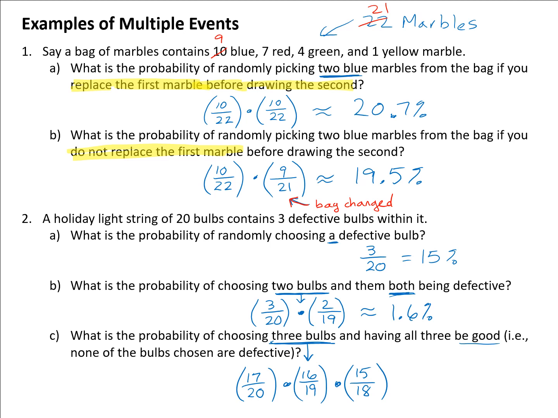So we have to adjust our second and our third probability based on the fact that the string of bulbs is changing. So when we do that calculation, 17 divided by 20 times 16 divided by 19 times 15 divided by 18, and I recommend putting it all into the calculator at once, you get 59.6%. So there's a 59.6% chance of picking 3 good bulbs.